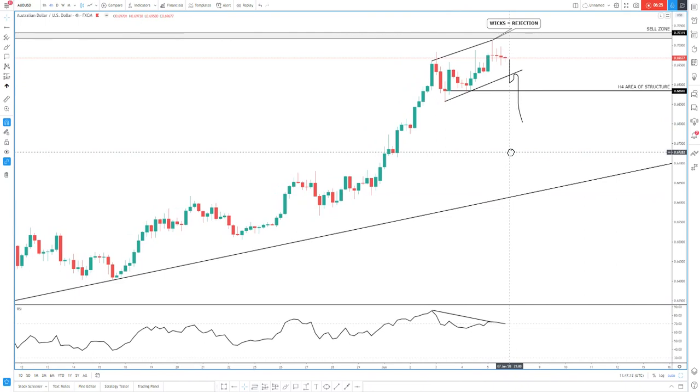So I hope I've been able to give you guys insights on my sentiment on AUD USD to look to go short on it.